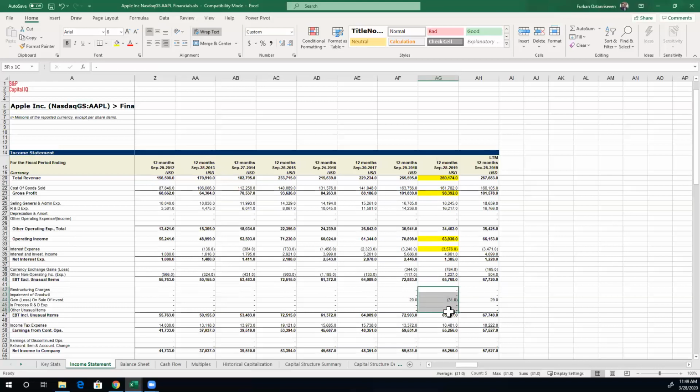All right, so there are some unusual items occurred during the year. So it looks like for Apple it was only $31 million. When we make that adjustment, our number will drop a little bit by $31 million. This plus all these values will give this.